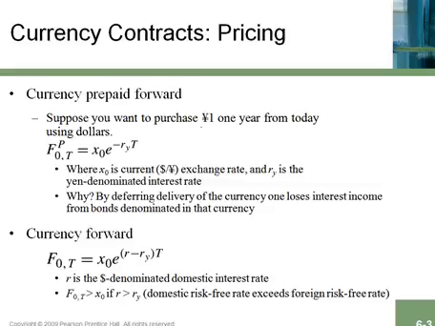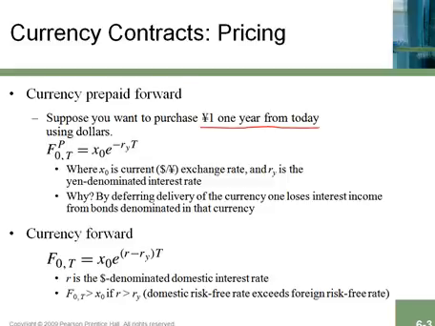Let's say that you wanted to purchase a single Japanese yen 1 year from today, and you were going to do that using dollars. So, in other words, you're going to be converting dollars into yen. And the only question is, at what rate will that happen? Well, of course, if you wait until 1 year from today, you don't know what that rate will be, because the exchange rate between dollars and yen can and will fluctuate over time.